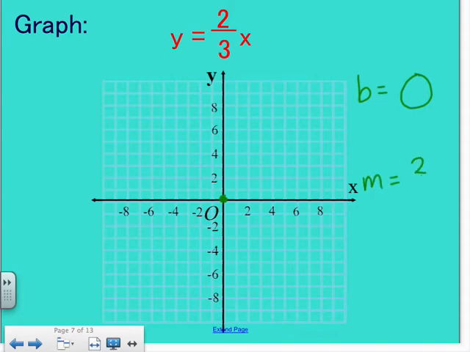Your slope is 2/3, so that means I'm going up 2 and over 3 every time I move: up 2, over 3, and I connect my dots. So that's the graph of 2/3 x.